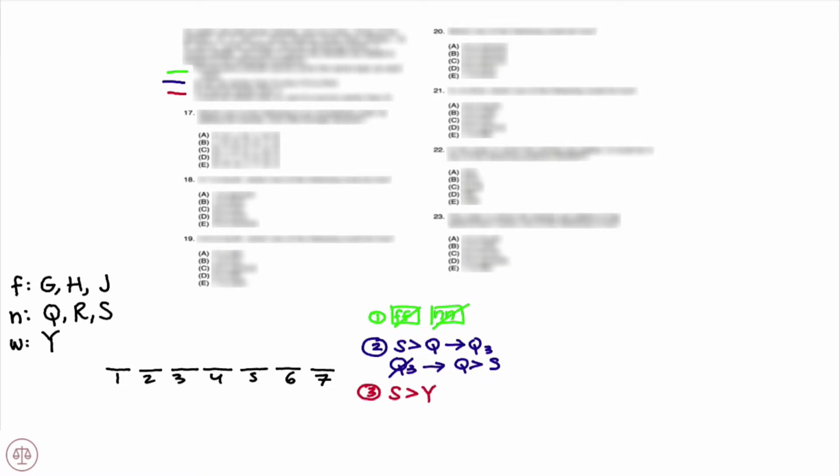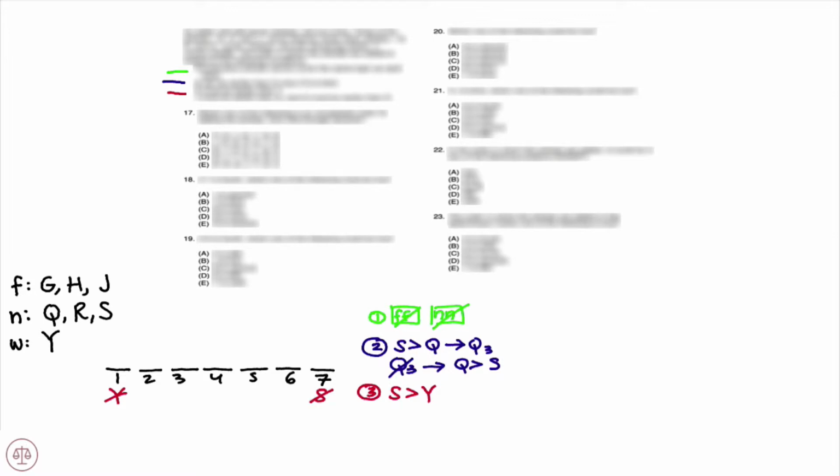Rule number 1. Consecutive articles cannot cover the same topic as each other. Rule number 2. S can be earlier than Q only if Q is third. Alright, so if S is before Q, that means that Q is third. If Q is not third, then that means that Q is going to be before S. Rule number 3, S must be earlier than Y, which places Y not first and S not 7th.